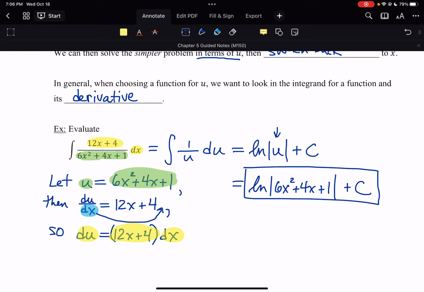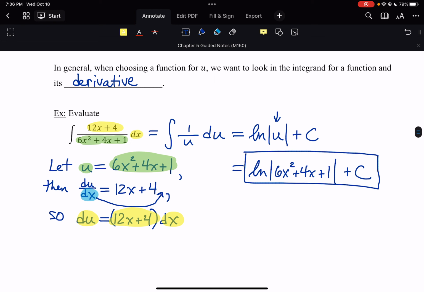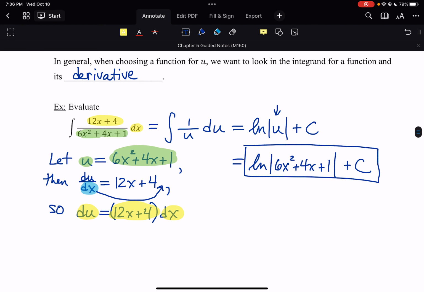So again, an integral that would have been extremely challenging or impossible without a technique like this, where we can turn the complicated integrand, that function inside the integral, into a simpler function in terms of u, do the integration, and then switch back.